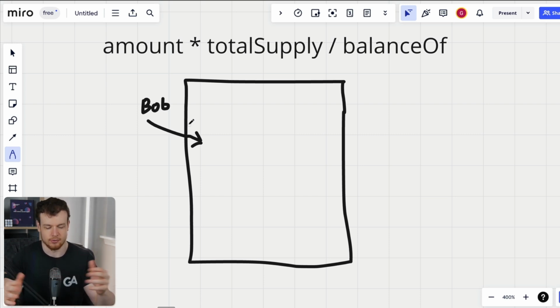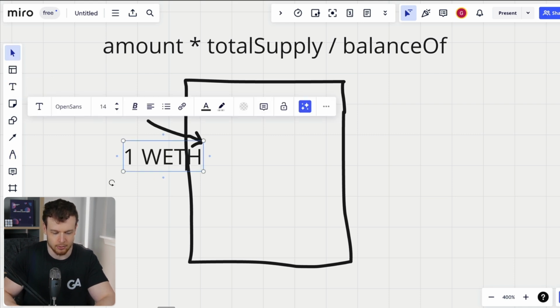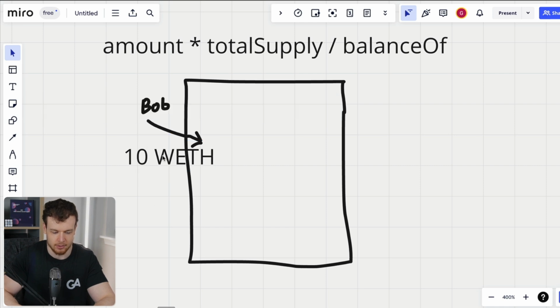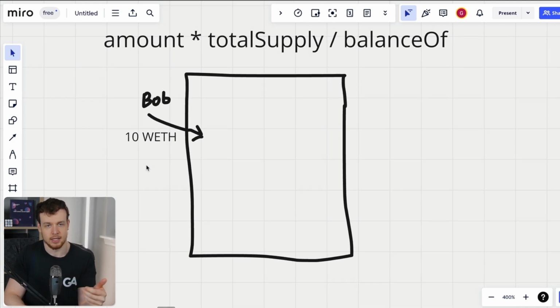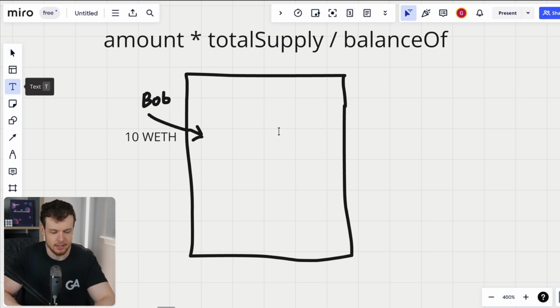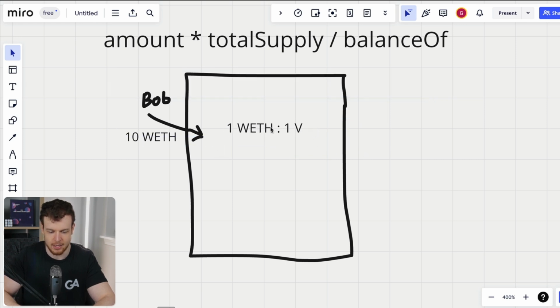He thinks he's going to be the first depositor, and he is depositing, of course, 1 wrapped ether, or let's say 10 wrapped ether. And of course, this vault accepts wrapped ether and it issues vault tokens. We're going to use the same V token. So if Bob's transaction here would have gone through, then he will receive back 10 V tokens because the initial exchange rate is 1 wrapped ETH per 1 vault token. That is the initial exchange rate before there's any funds in the system, before any vault tokens exist.